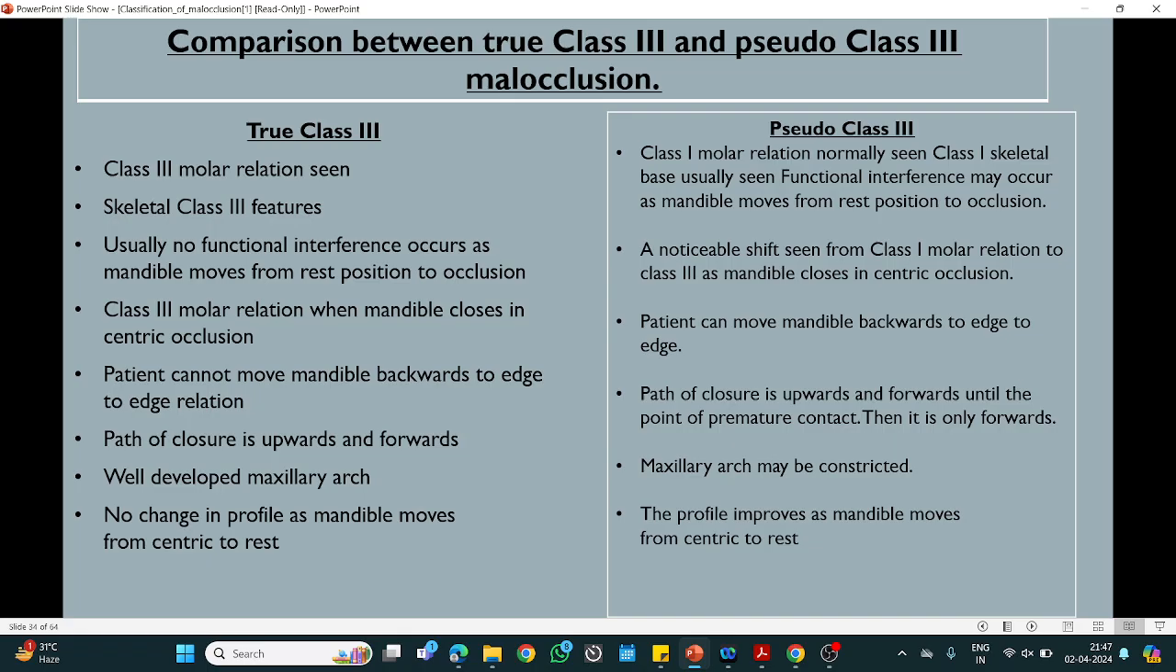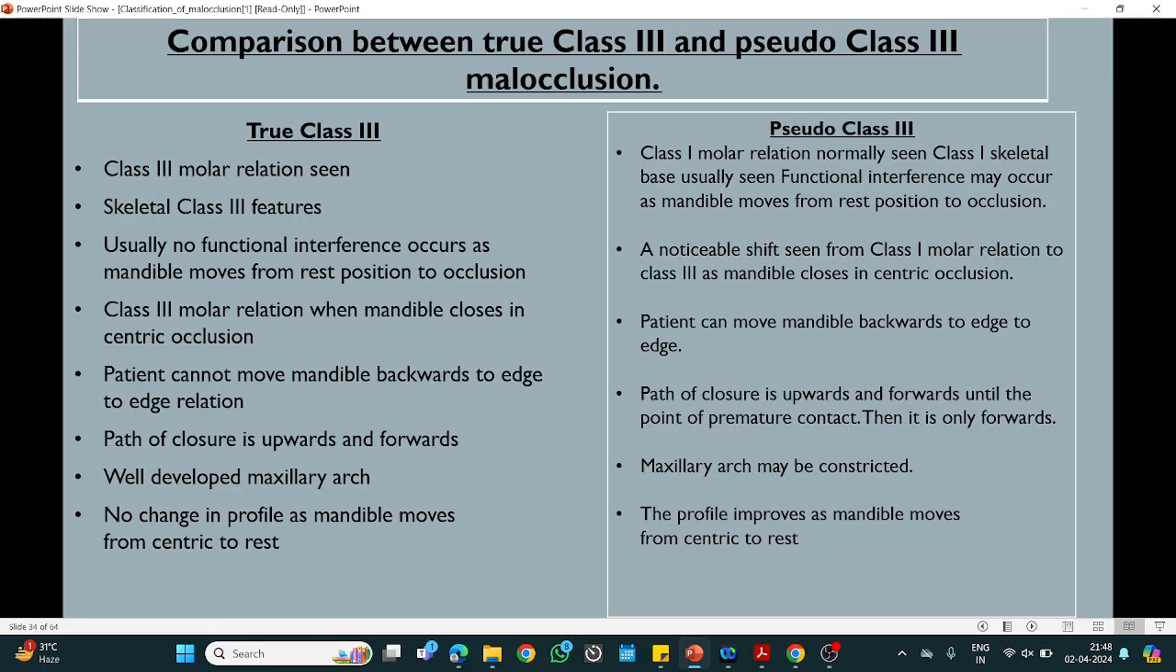Class 3 molar relationship is seen in true class 3, while class 1 molar relation is usually seen, and functional interference may be seen in case of pseudo class 3. Skeletally it is class 3 in true class 3, and in pseudo class 3 it is not the case. The patient cannot move the mandible forward to an edge-to-edge relationship in case of true class 3, but the patient can easily move the mandible forward to an edge-to-edge bite if the case is pseudo class 3.